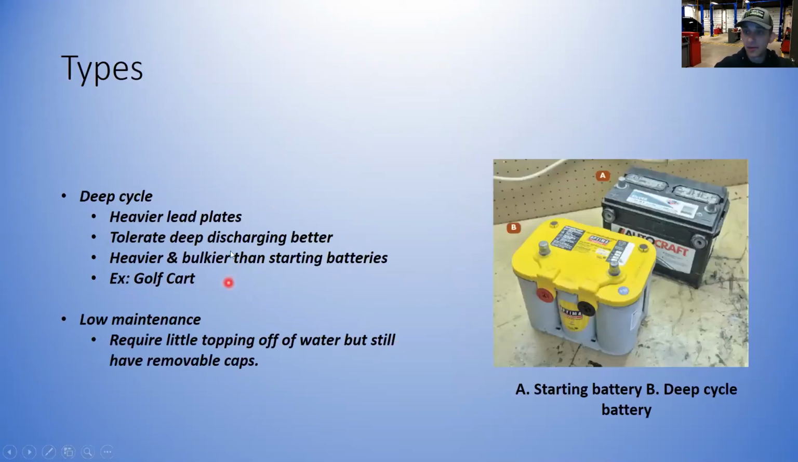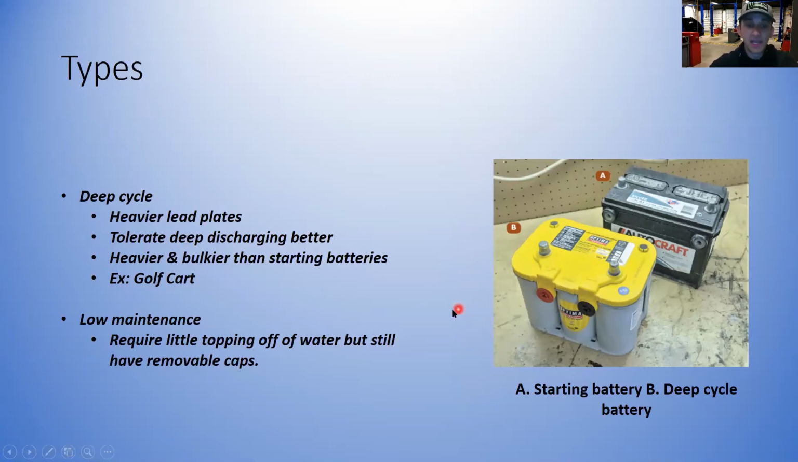I mentioned deep cycle a little bit ago. So here's an example of a deep cycle battery as opposed to a traditional starting battery. Deep cycle batteries may look a little different. A lot of times some deep cycle batteries look like a starting battery other than a few minor details. All right, but the one thing about them is they definitely have heavier lead plates in them. They tolerate deep discharging way better than a starting battery. And they are heavier and bulkier than a starting battery. So they definitely weigh more. They usually take up a lot more room in most cases.